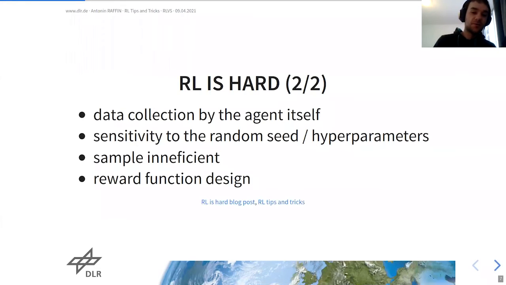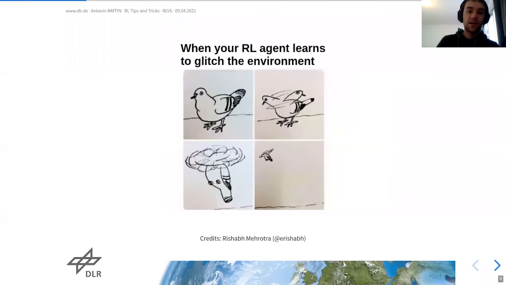I would also recommend, for further reading, that blog post, "RL is hard". I put the link in the slide. Another problem with RL is called reward hacking. It means that if the agent can glitch your environment and maximize its reward without solving the task, without actually doing the behavior that you want, well, it will do it. This is something you should always have in mind, and it happens quite often, especially in simulation.